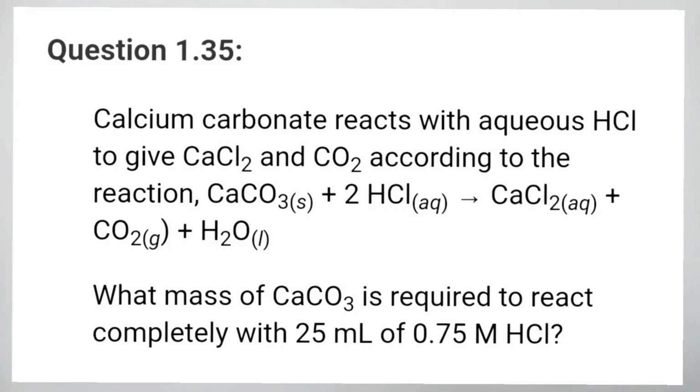Question number 35 says, calcium carbonate reacts with aqueous HCl according to the reaction. And the reaction is given as calcium carbonate plus 2HCl in aqueous state gives us CaCl2 in its aqueous state plus carbon dioxide gas plus water. Now, the question is to calculate what mass of calcium carbonate is required to react completely with 25 ml of 0.75 molar HCl.